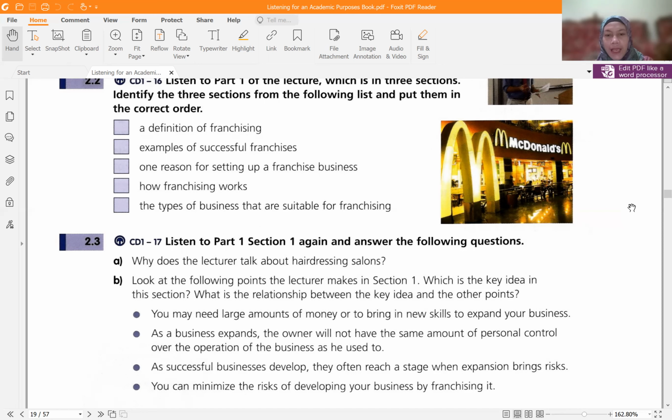Which one is the key idea of section 1? What do you think? The first, second, third, or the fourth? If the first one is the key idea, what is the relationship between the other ideas that have been written down for you here? Kemudian kalau sudah kalian tentukan mana ide utamanya, lalu hubungannya dengan poin yang pertama, kedua, ketiga, dan keempat apa?